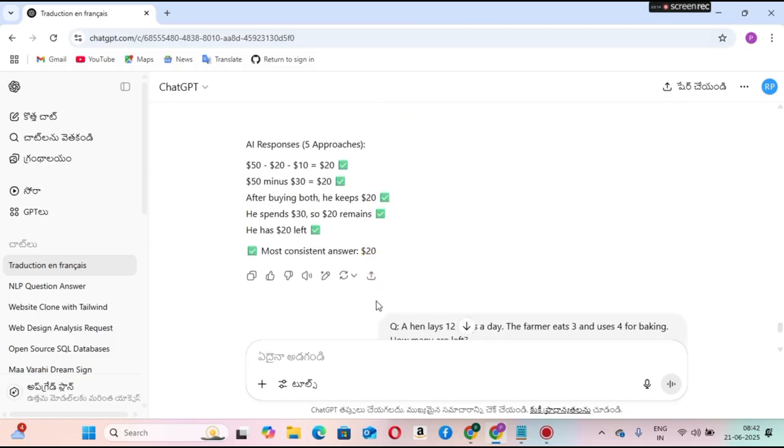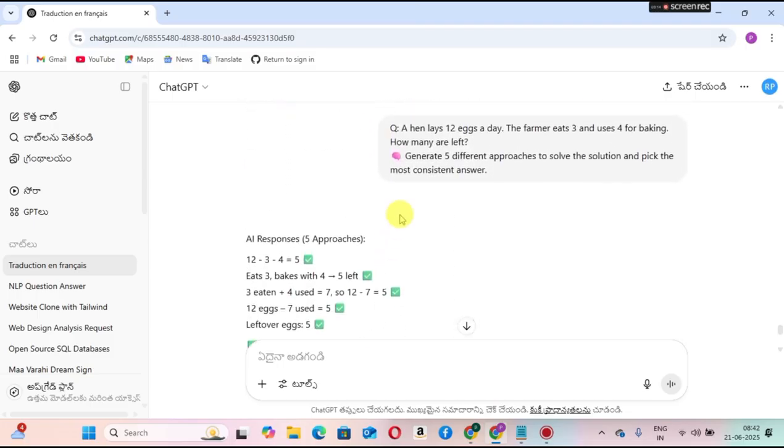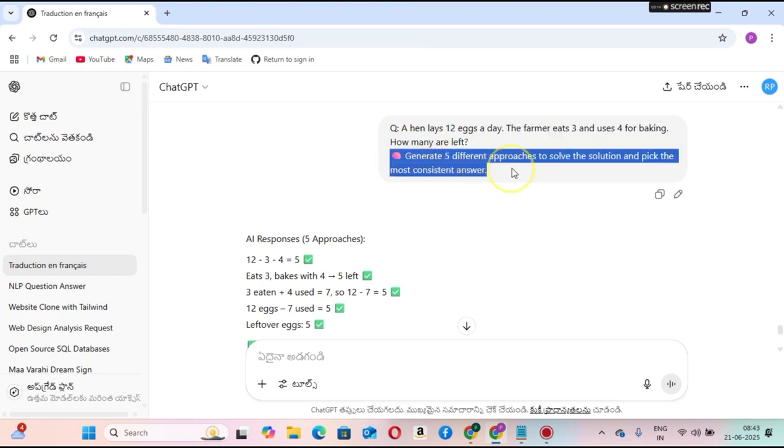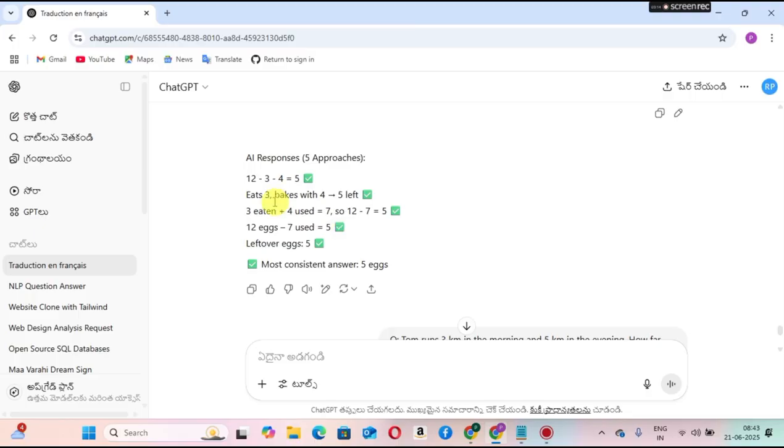Now let's come to example 3. Here we have this prompt: a hen lays 12 eggs a day. The farmer eats 3 and uses 4 for baking. How many are left? Generate 5 different approaches to solve the solution and pick the most consistent answer. Here the AI responses are like 12 minus 3 minus 4 is equal to 5; eats 3, bakes with 4, 5 left; 3 eaten plus 4 used is equal to 7, so 12 minus 7 is equal to 5; 12 minus 7 used is equal to 5 left over. So here the most consistent answer is 5 eggs.